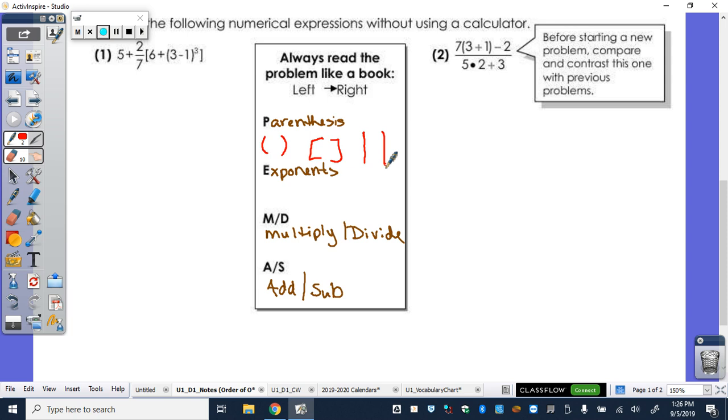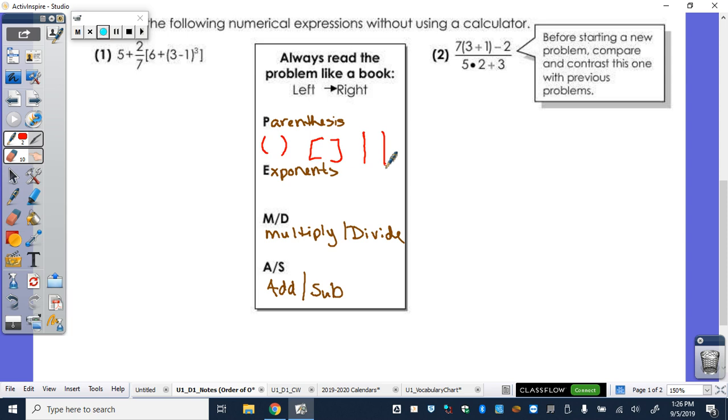Absolute value turns everything positive. So if it was already positive, it stays positive. If it was negative, it turns positive. So parentheses, brackets, and absolute value bars, those all happen at the same time. That is always your first step.